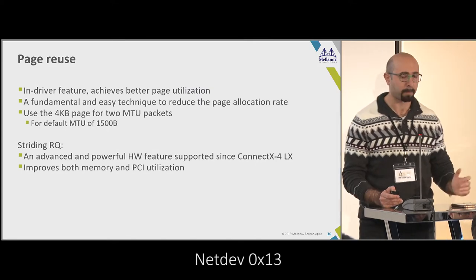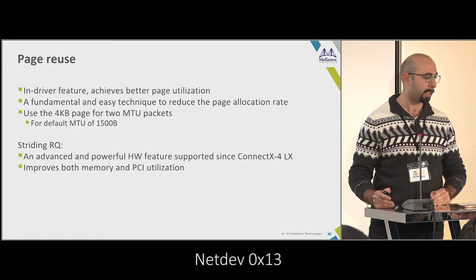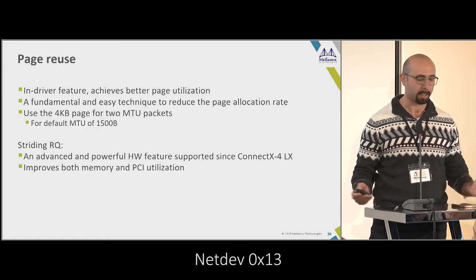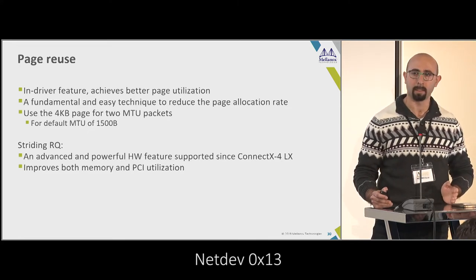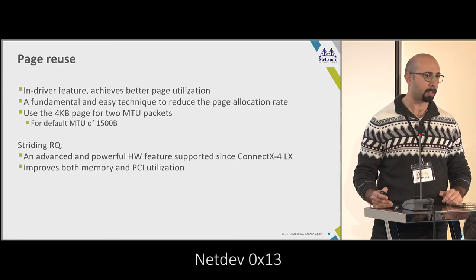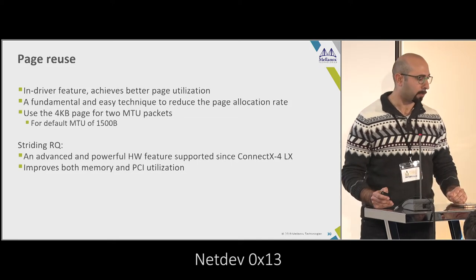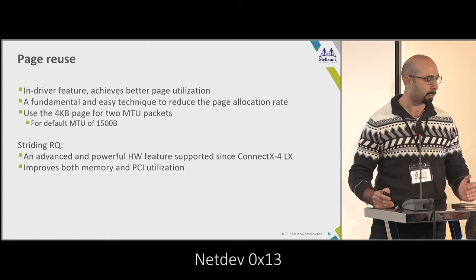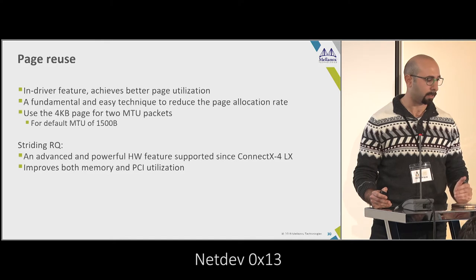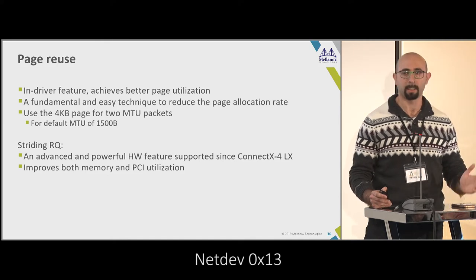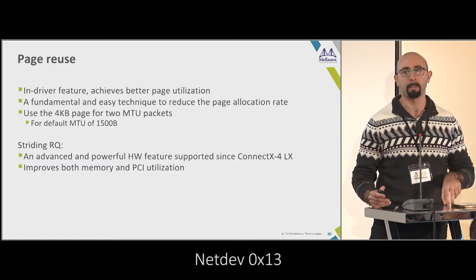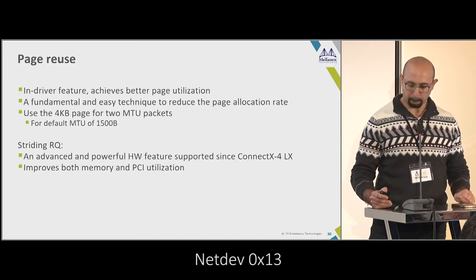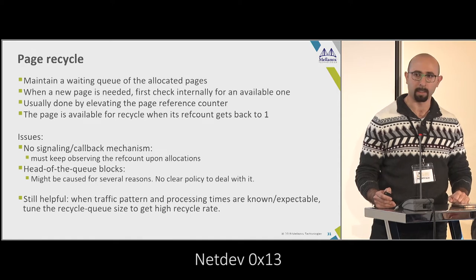Okay, so the first idea is page reuse. Make reuse of your own page and achieve better page utilization. It's very simple, very fundamental. For example, for a 4 kilobyte page, you can flip it twice for default MTU, and this way you reduce the allocation rate by half. We actually have some hardware feature that does better utilization according to the actual received packet size and not according to the MTU size.